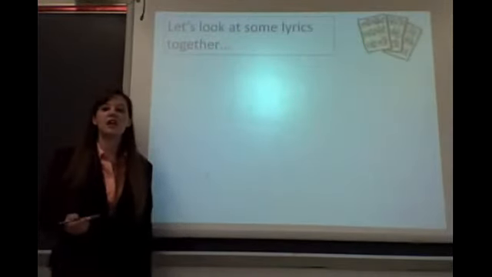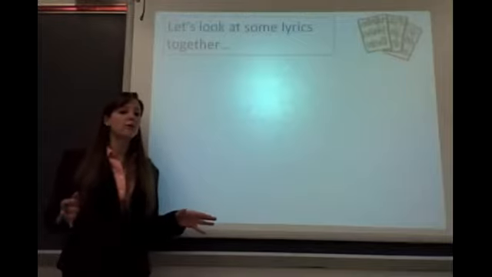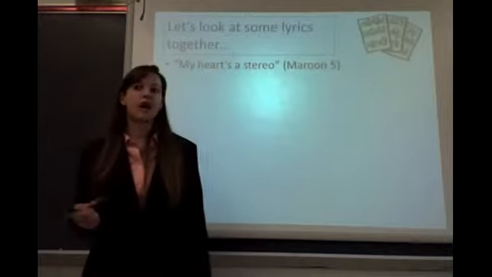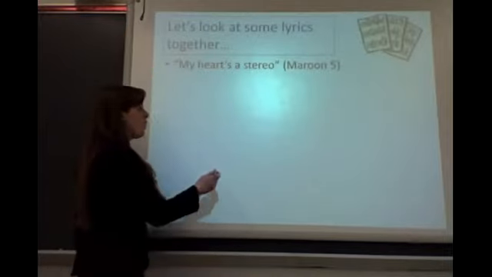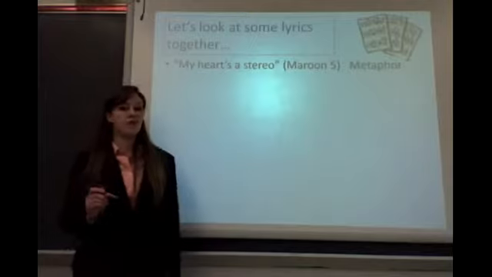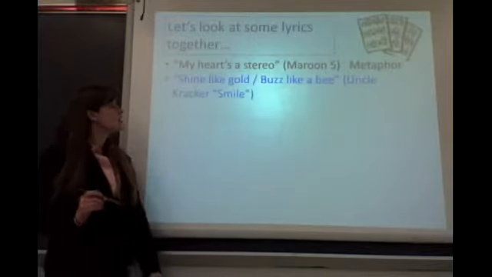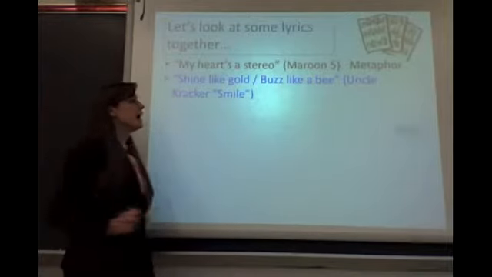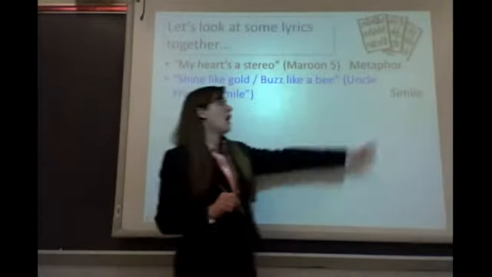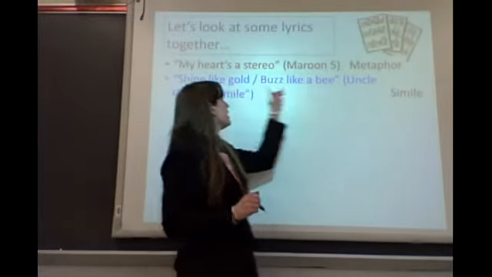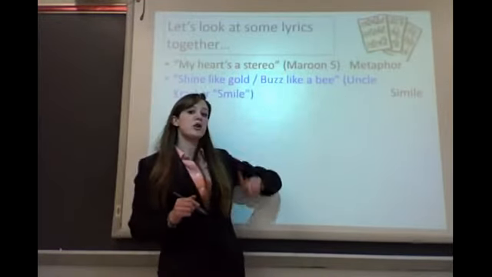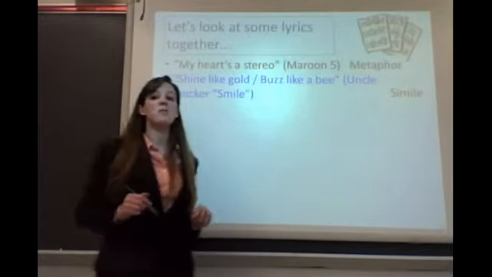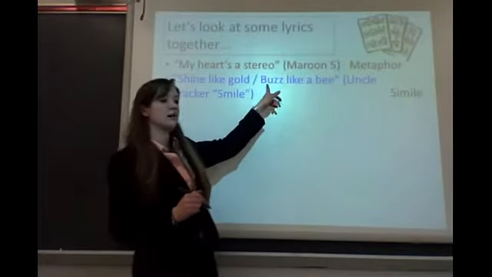Okay, so now let's look at a few lines that you probably will recognize from songs. The first one, "My heart's a stereo." I'm sure a lot of you are familiar with that song and hopefully notice that it is a metaphor. The next one, "Shine like gold, buzz like a bee." You could actually say two things here. The obvious one is that it's a simile. He uses like twice, but you could also point out the alliteration in buzz like a bee, and some of you may also point out the onomatopoeia in buzz.